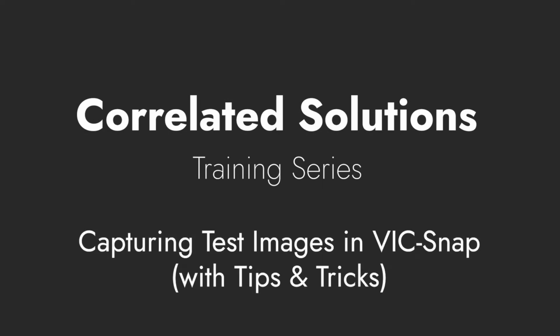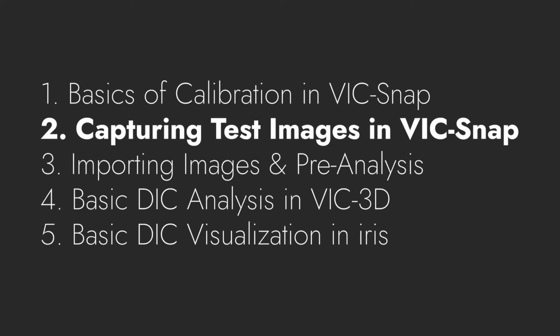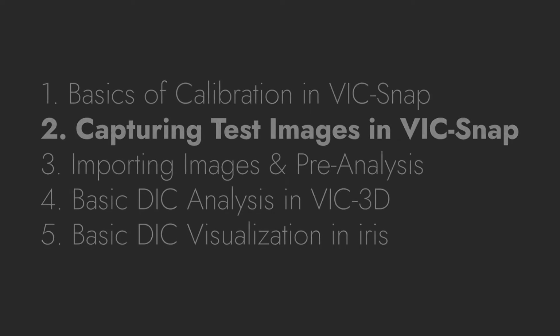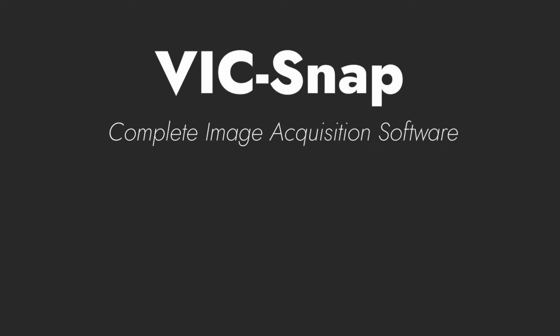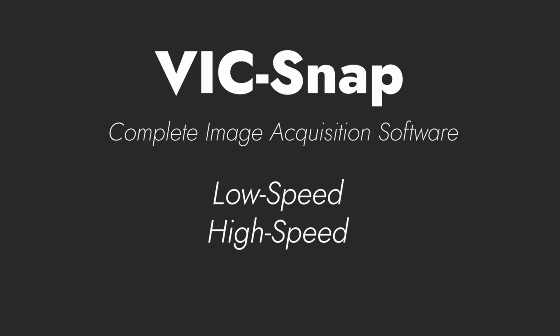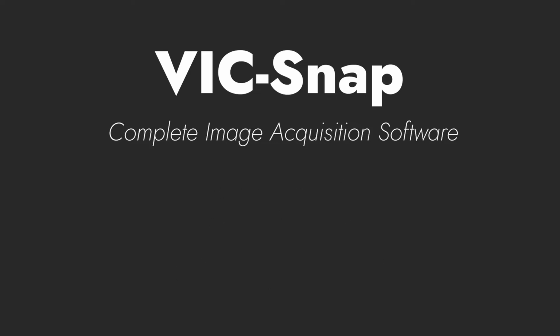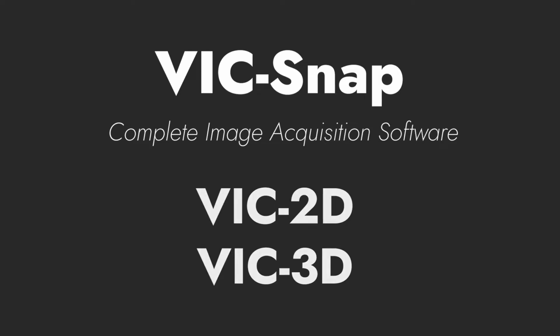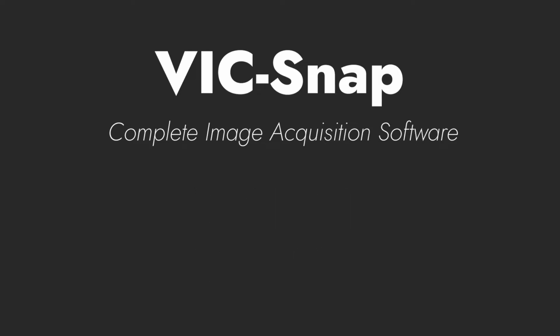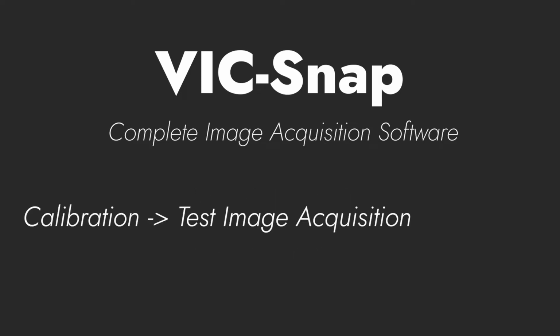This video picks up where the basic calibration video leaves off. It assumes you have captured a set of calibration images and that an acceptable score was achieved in VicSnap. As a reminder, VicSnap is a complete image acquisition software for low-speed, high-speed, and ultra-high-speed cameras. Designed specifically for VIC-2D and VIC-3D, this software allows the user to go from calibration and test image acquisition directly to analysis with one click.